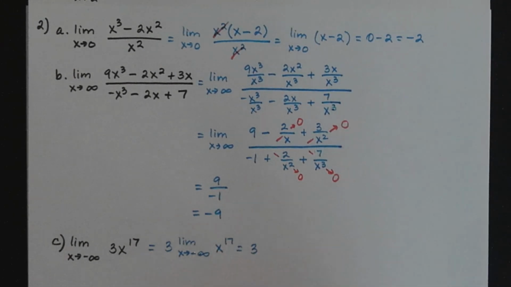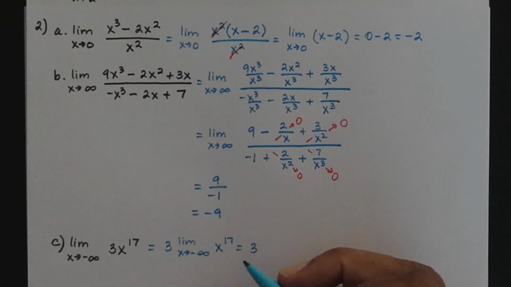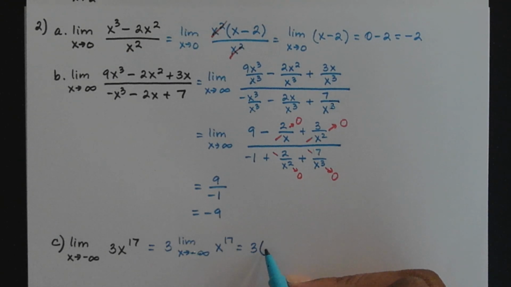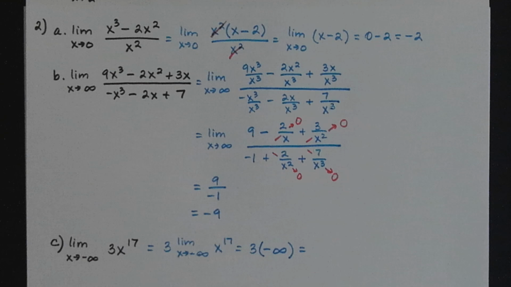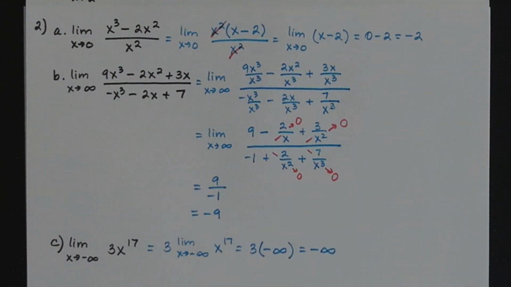So I know 3 times. Let's see here. If I take negative infinity and it's to an odd power, it's going to be what? Negative. And it'll just be negative infinity. And 3 times negative infinity ends up being negative infinity. It's just going to be going to negative infinity 3 times as fast. So the limit as x approaches negative infinity of 3x to the 17th power would be negative infinity. Okay. Questions about part C?